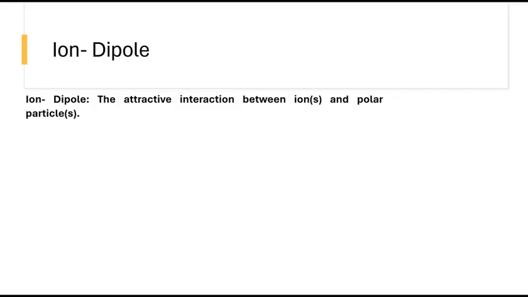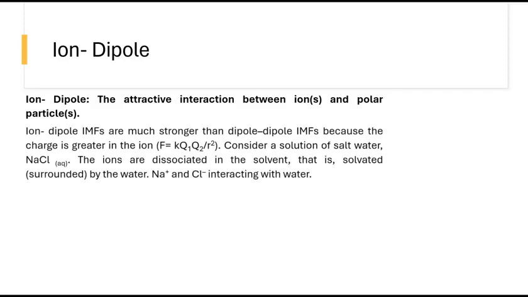Ion dipole. Ion dipole is the attractive interaction between ions and polar particles. This is a very strong interaction. Ion dipole IMFs are much stronger than dipole-dipole because of the greater charge of the ion. As we saw earlier, the force is proportional to the charges.